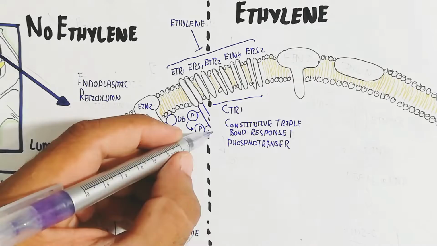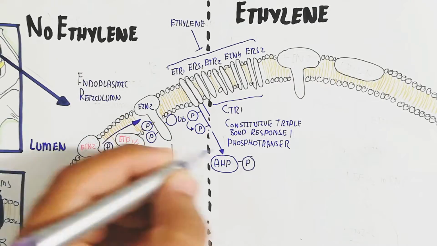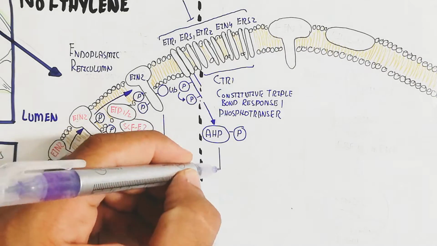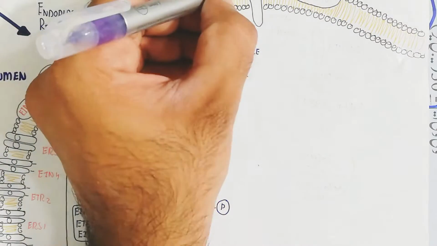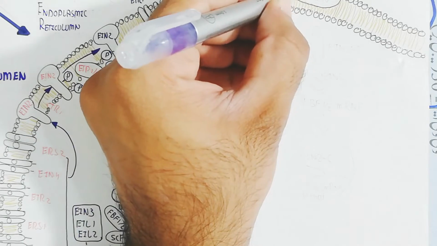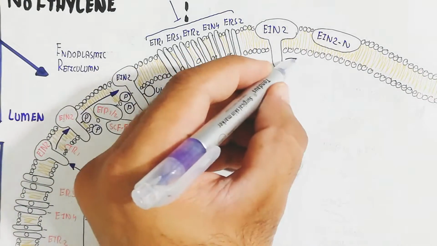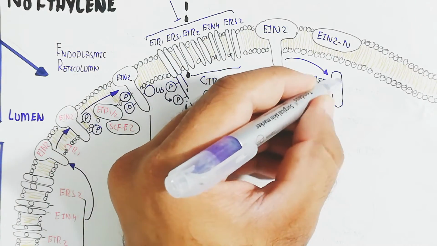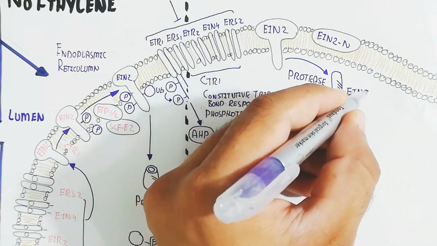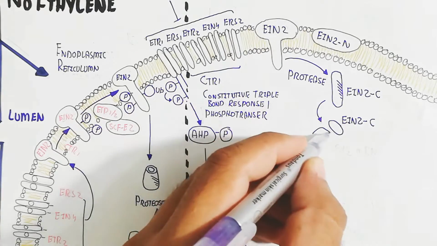Remember, this is the AHP phosphorylation. After the phosphorylation, the AHP will go into the nucleus. Remember. On the other hand, the EIN2, ethylene insensitive 2, will be cleaved by a protease enzyme, leading to EIN2C formation, and the EIN2N will also be present.